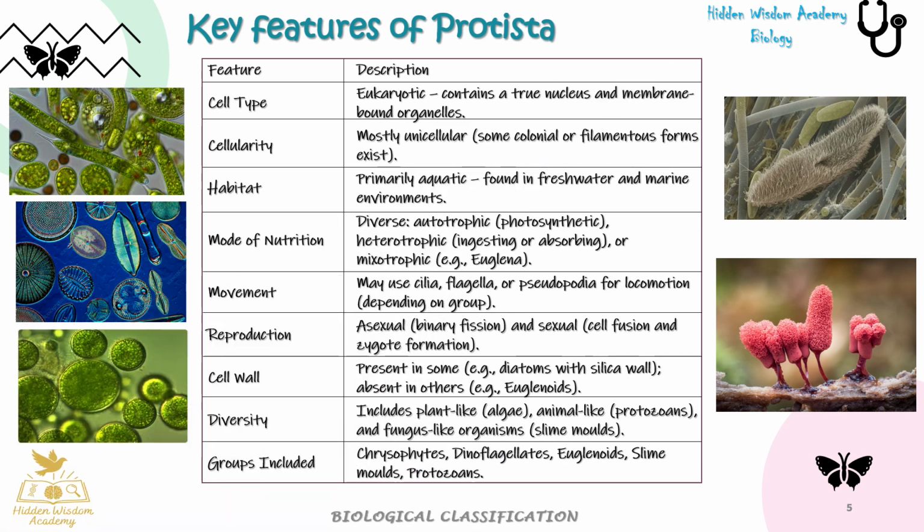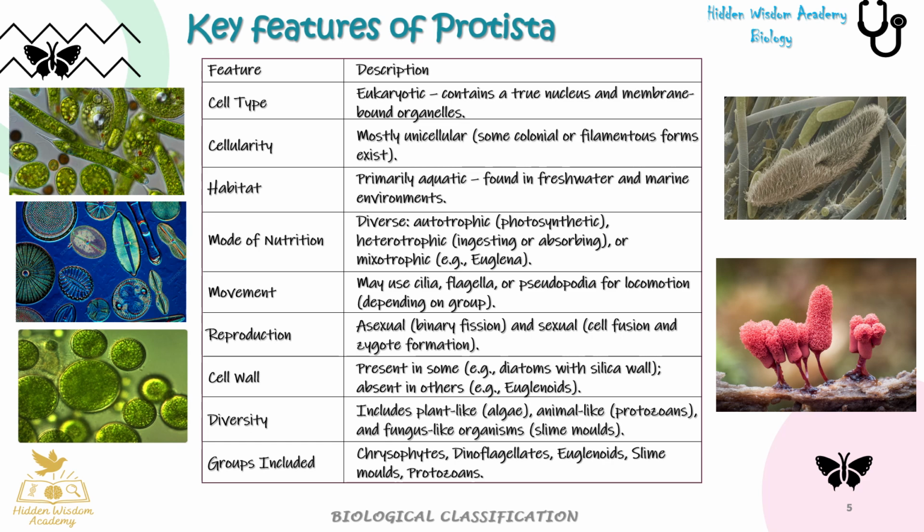Key features of Protista with their description. 1. Cell type. They are eukaryotic, which contains a true nucleus and membrane-bound organelles. 2. Cellularity. It is mostly unicellular, some colonial or filamentous forms exist. 3. Habitat. It is primarily aquatic. They are found in freshwater and marine environments.